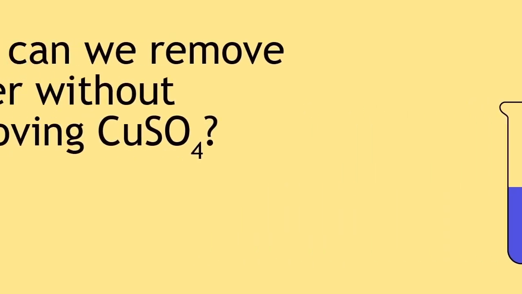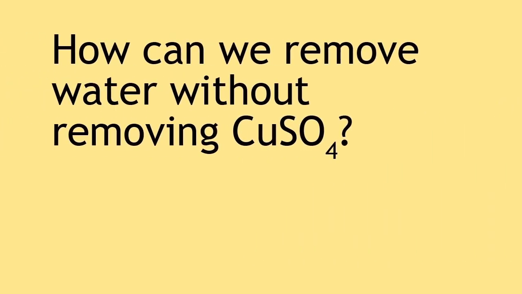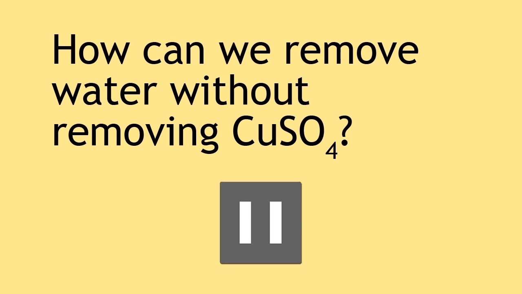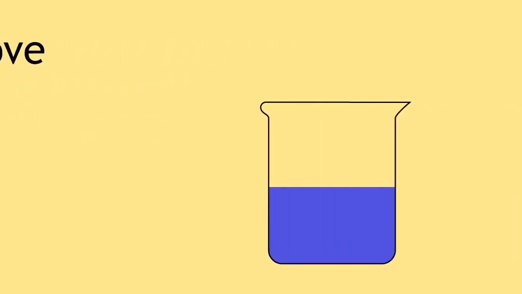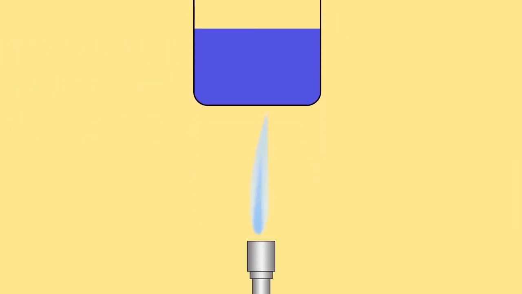Here's a mini challenge. How can we remove water without removing copper 2 sulfate? Please pause to think about this and resume when ready. We can evaporate some water right over the Bunsen burner flame.